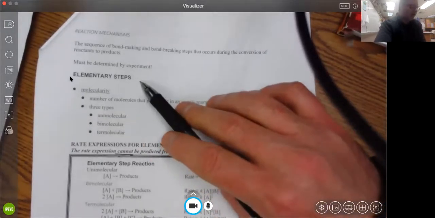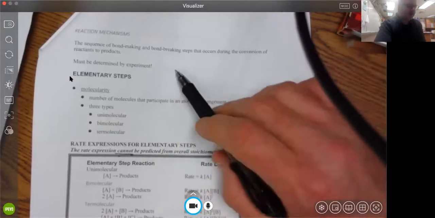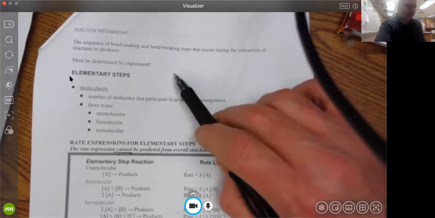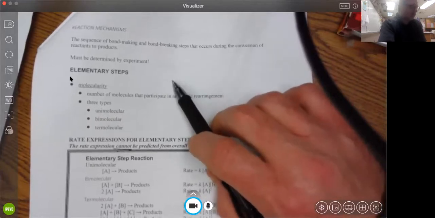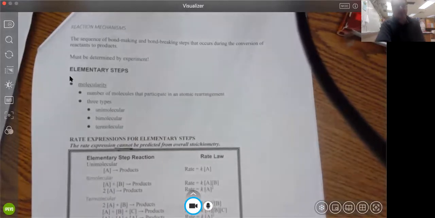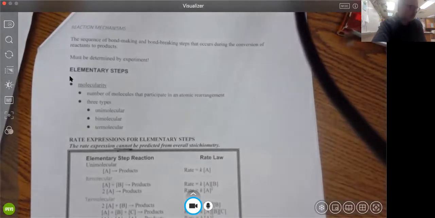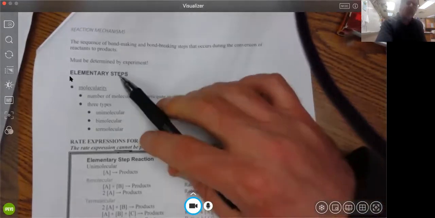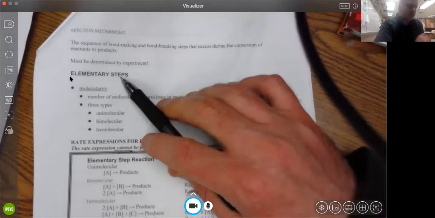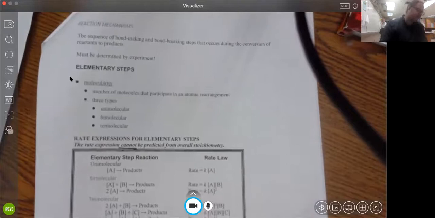Now we know that if you have a balanced equation, a full-on equation, the rate law is not dependent on the coefficients. But if we are able to look at these elementary steps, you can build rate laws off of each step based on the coefficients. So keep in mind, only if you're dealing with elementary steps can the rate law be determined from the coefficients of the reactants.